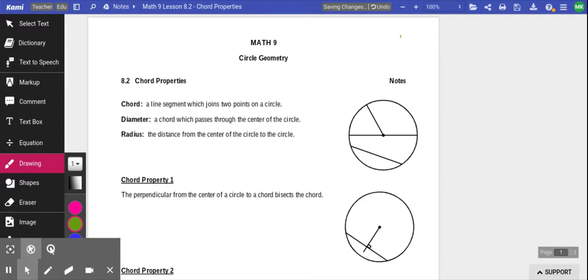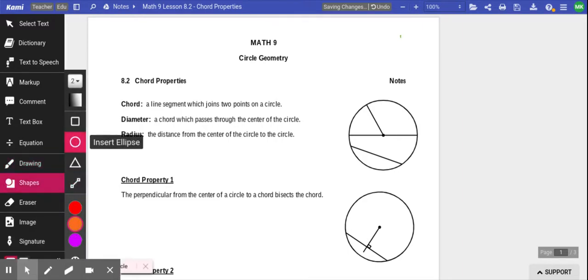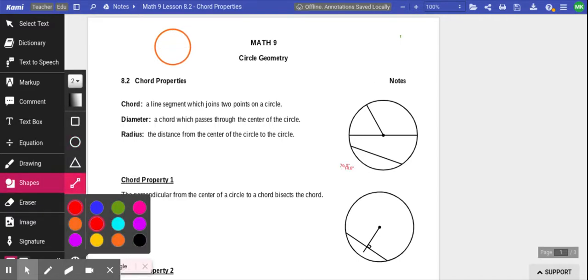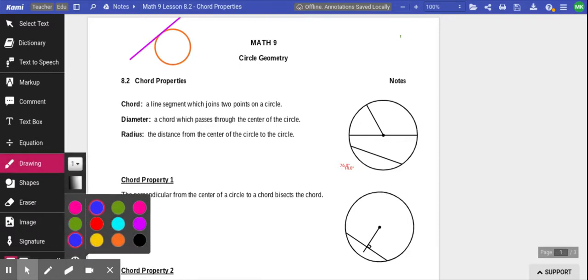So, just a reminder of what 8.1 was about. 8.1 was when you have a circle, and everything has to do with circles because it's a circle geometry unit. And you had a line that was outside of the circle that touched it just perfectly at one spot, like that. That purple line was called a tangent line because it only touched one spot on the circle.